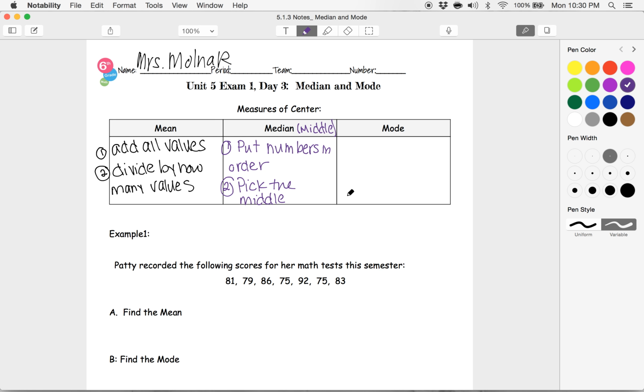All right, last one here that we're going to talk about today is going to be our mode. Okay, so your mode is the number that shows up the most. The number that shows up the most, that's the one that we're going to call our mode.